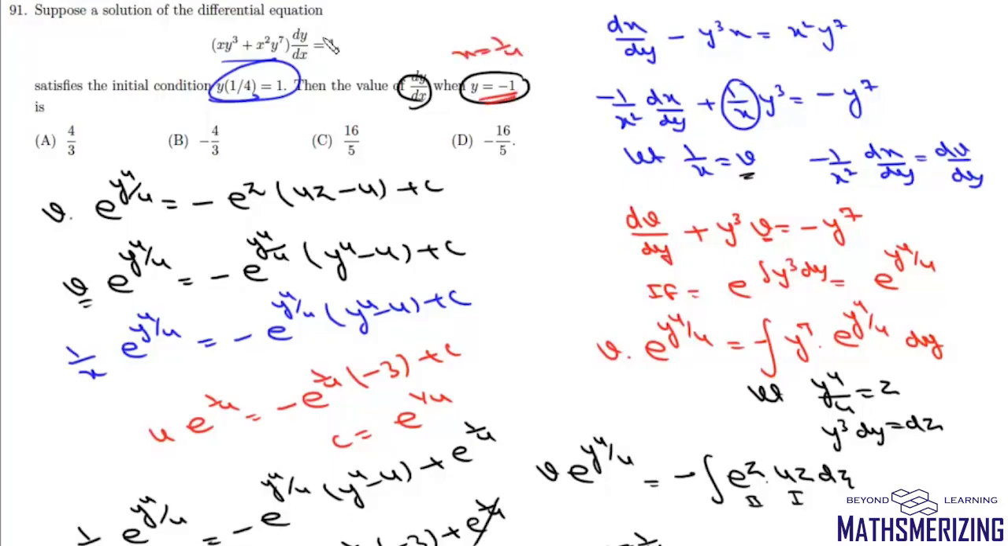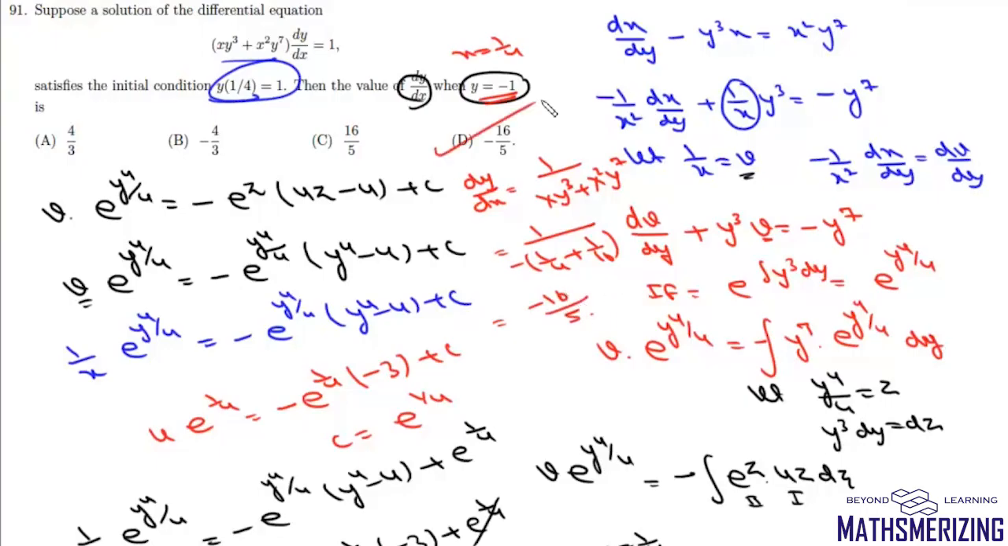Now we need to find the value of dy by dx. So dy by dx is 1 upon xy cube plus x square y to the power 7. So it will be 1 upon, now y cube is minus 1 and y to the power 7 is also minus 1. So it will be minus and then x. Value of x is 1 by 4 and then x square is 1 by 16. So it will be minus 16 upon 5 and that's your option number D.